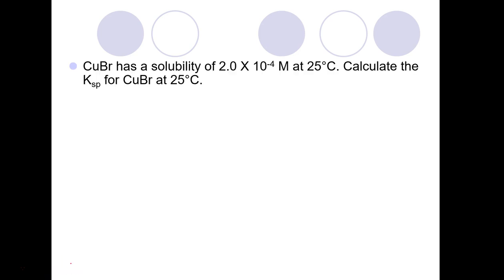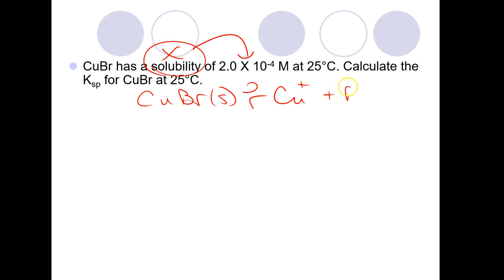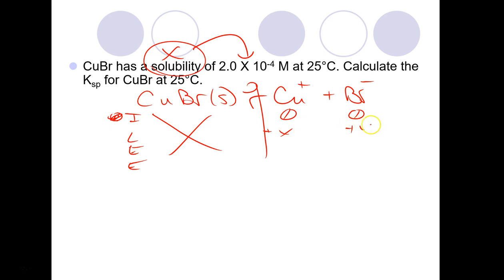Okay. Now they're telling you what the solubility is. Keep in mind, this is x, that value. Calculate the Ksp. So CuBr, solid, Cu+ and Br-. Ice table, ICE. This is 0, 0. This is going to gain x. This is going to gain x, x, and x.